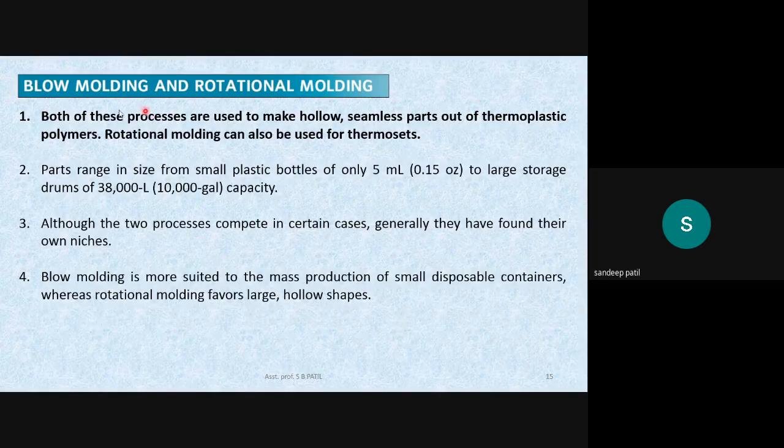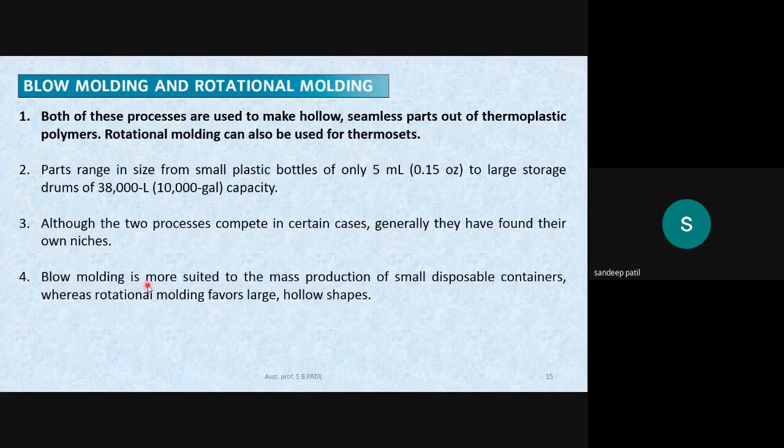Generally, blow molding is used for thermoplastics, and we have seen that compression and transfer molding processes are carried out on thermosetting materials. The parts range in size from small plastic bottles of only 5 ml to large storage drums of up to 38,000 liters capacity. Although the two processes compete in certain cases, generally they have found their own niches.